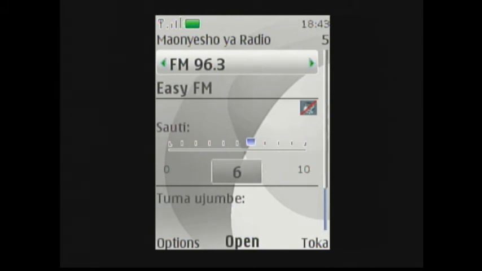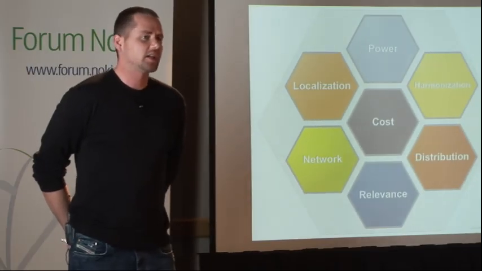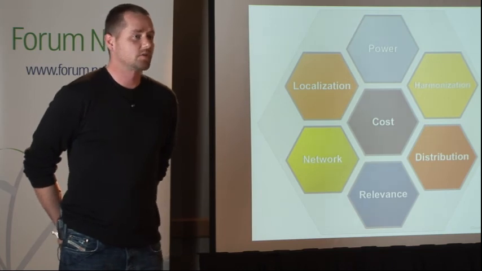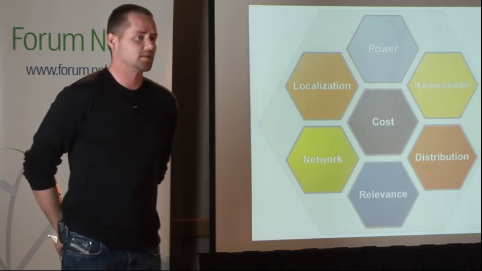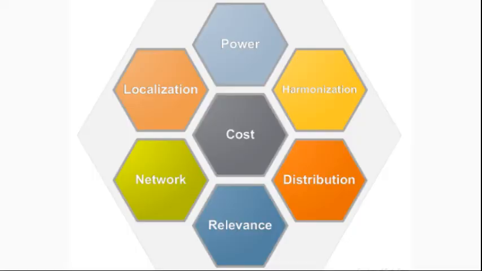So we just saw Gergely demonstrate how to get user-generated localization to the handset. There are six other aspects of a tropically tolerant framework, which we can also teach you about on the Forum Nokia website. That's power, harmonization, distribution, relevance, network, and cost.